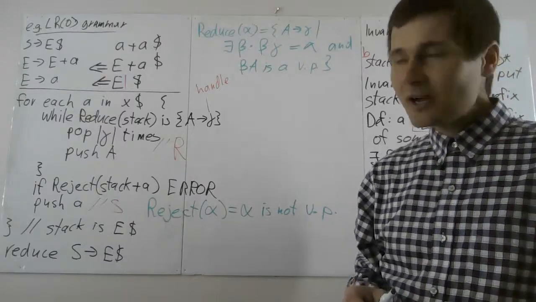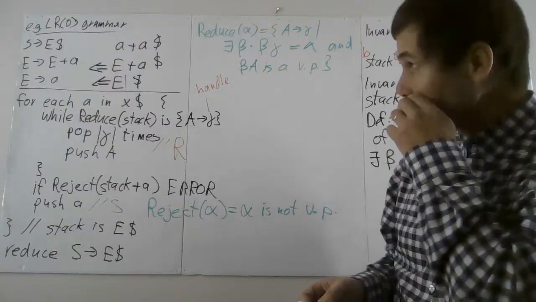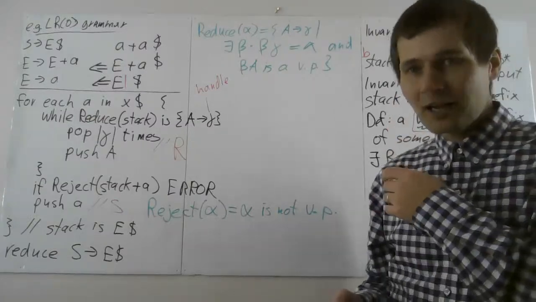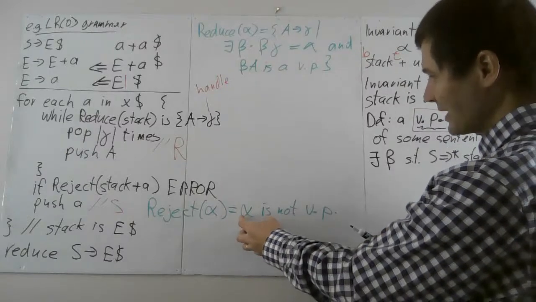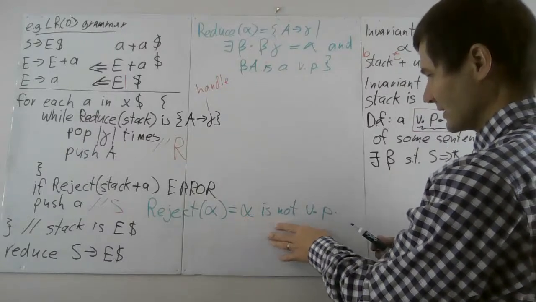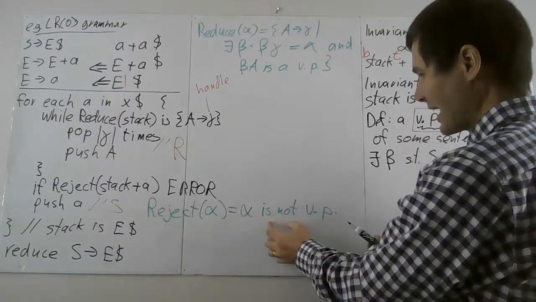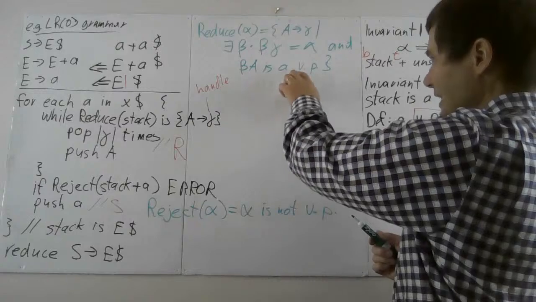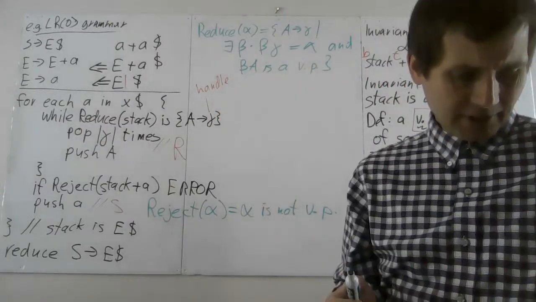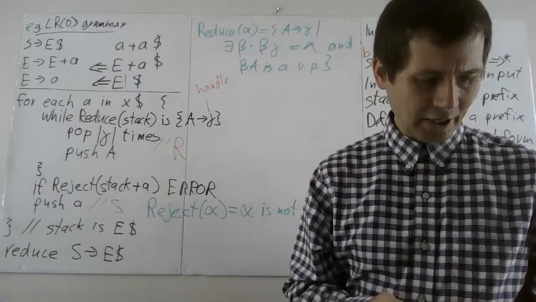So now, what's left? What's the problem? Well, for both reduce and reject, I have to make this check, make this decision of, is this stack a viable prefix or not? This stack, or this new stack, is that a viable prefix? All right. So all I have to do is decide whether something is a viable prefix.